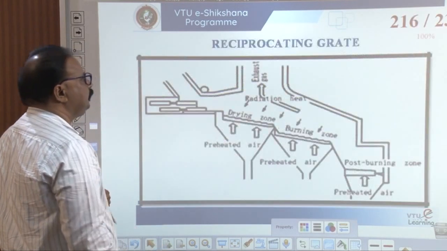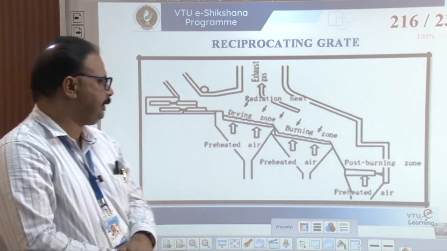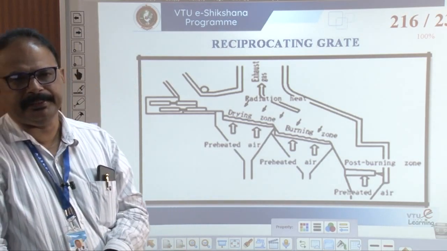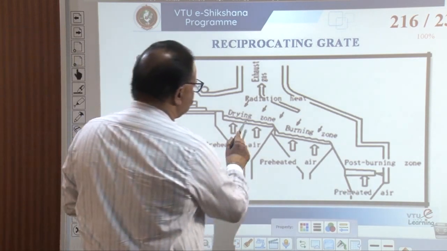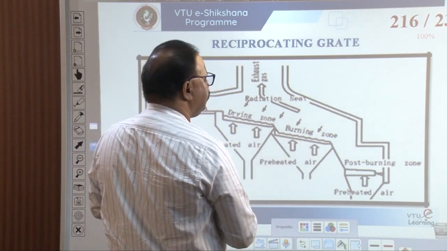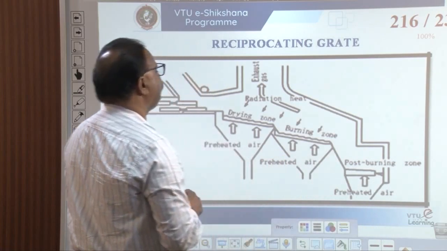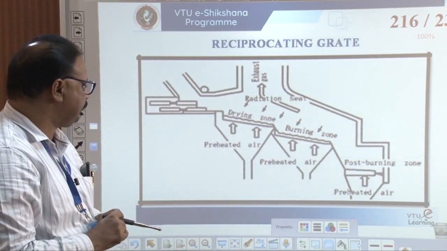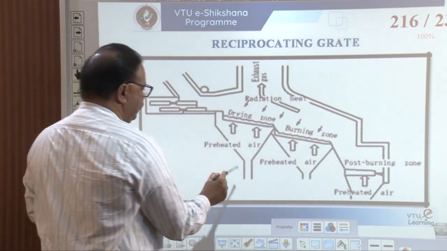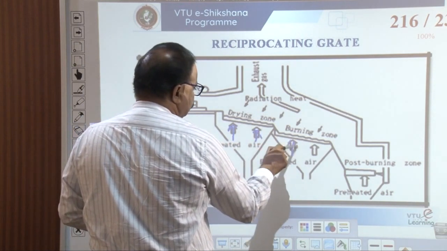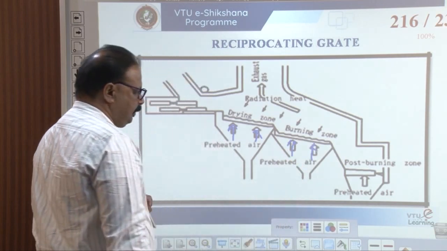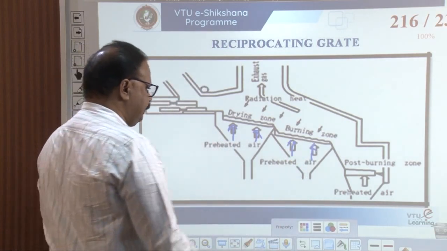Second one, reciprocating grates. Here we can see the drying zone, burning zone, and post-burning zone. Different types of this are there. Preheated air moves from down. Preheated air here also moves.